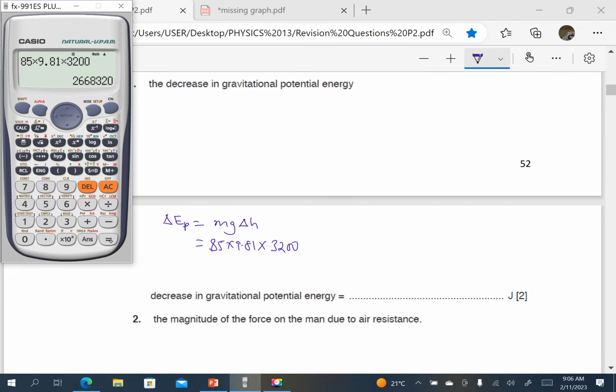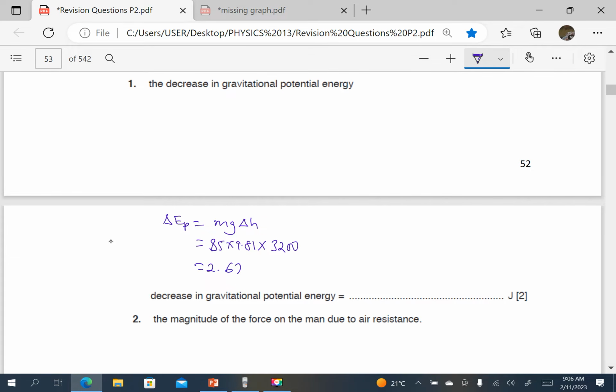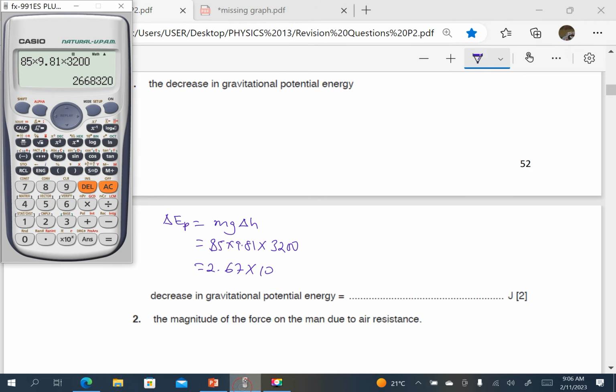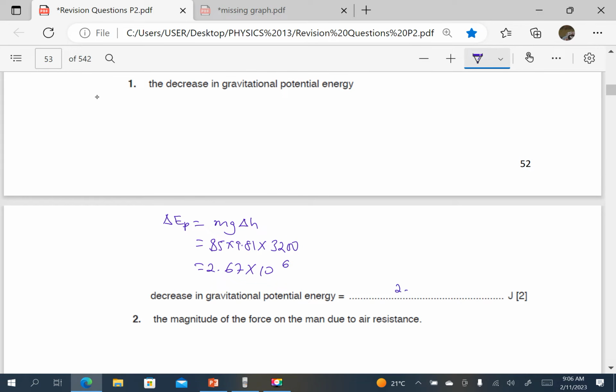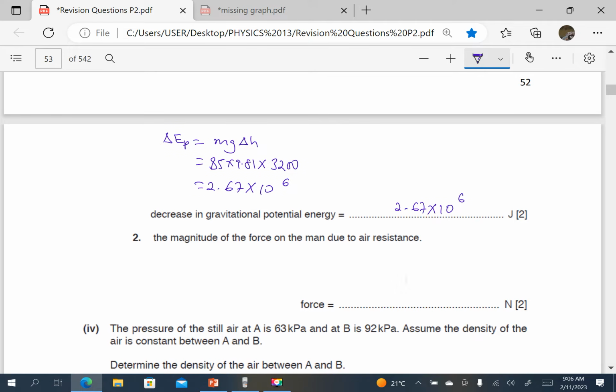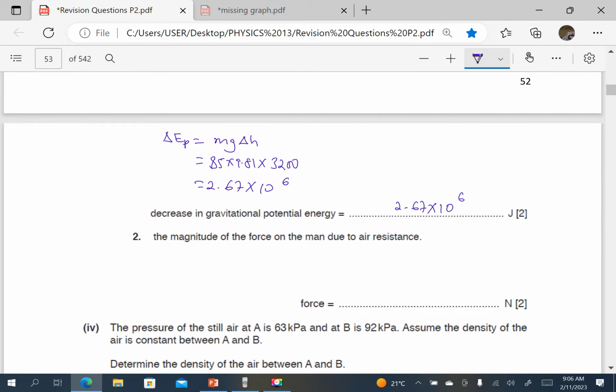Which is 2.67 times 10 power 6. So this is 2.67 times 10 power 6. That is the decrease in gravitational potential energy. Then the magnitude of the force on the man due to air resistance. Remember, there is no change in kinetic energy from A to B.